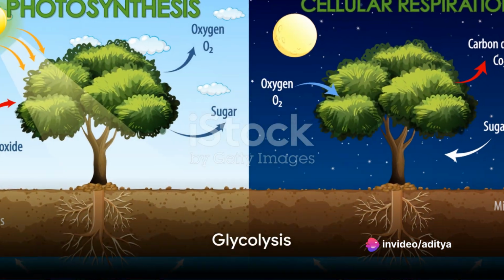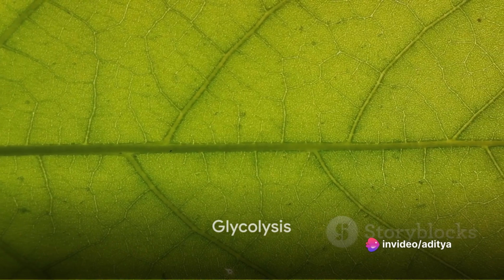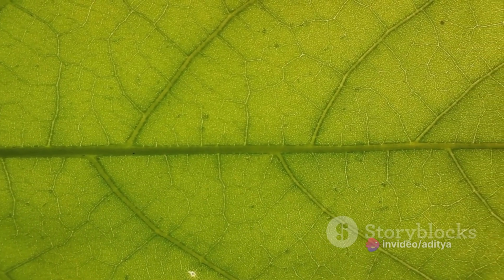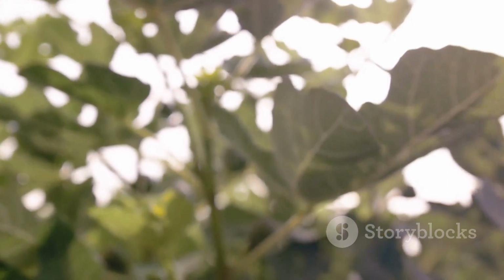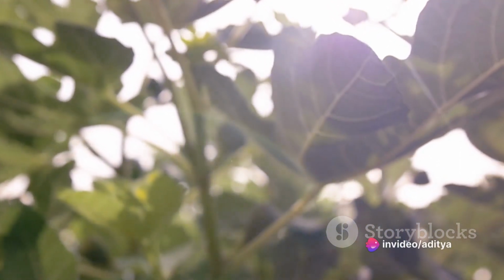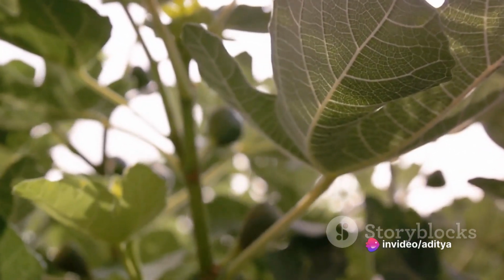Now let's shift gears to cellular respiration, the process by which your body converts the food you eat into energy. Cellular respiration can be broken down into three main phases: glycolysis, the Krebs cycle, and the electron transport chain.